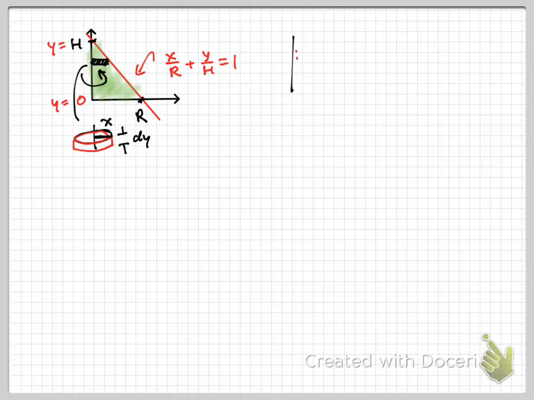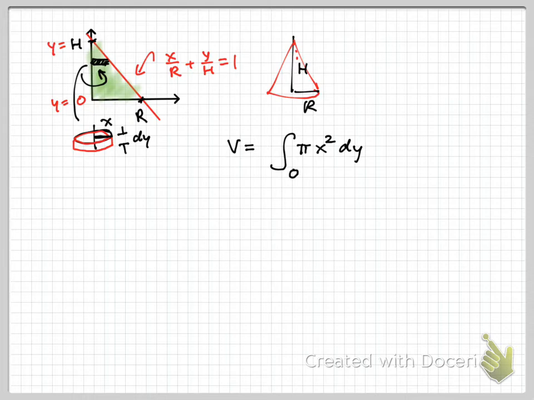After the revolution, it is a cone, right? The base radius will be r and the height will be h. And that volume will be the integration. We do pi x squared, which is the surface area, and then dy, with y from 0 to h. That is how we use the volume of revolution to get the volume of the cone.